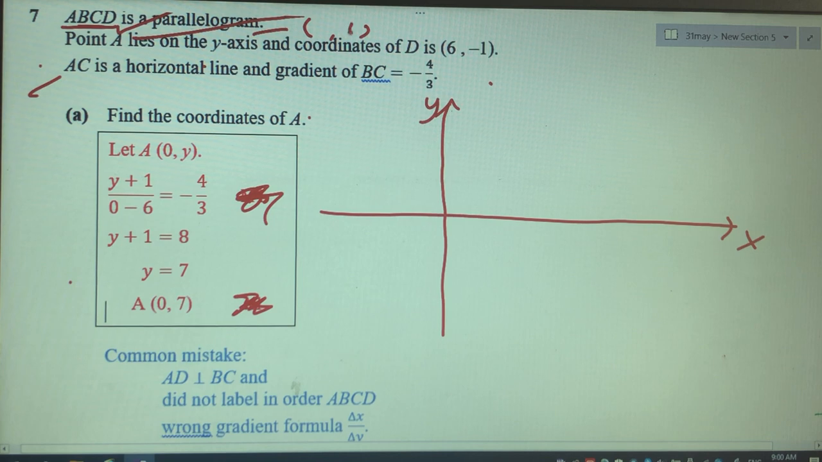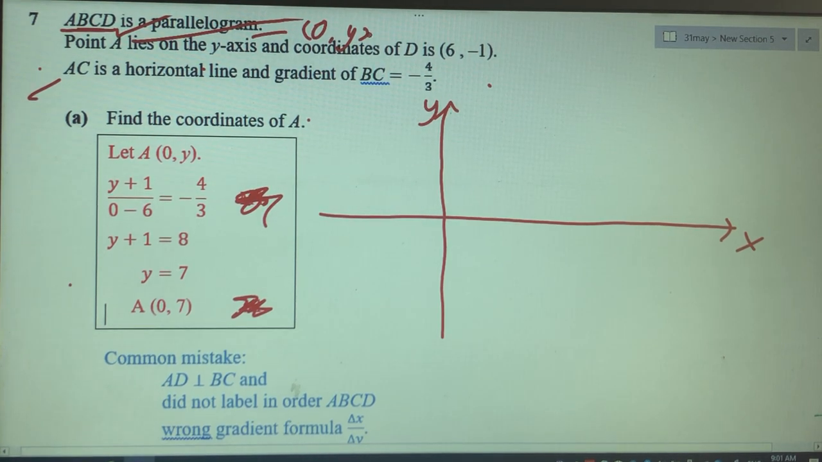It must have some y value and the x value is 0. This is very important, because just by knowing one of the unknowns, you win already. If you don't know that this is 0, you have x, y, then you need to find two unknowns. To find two unknowns, you need two equations. But right now, because you write this as 0, y, you end up with only one equation you need to form. So this is very important.